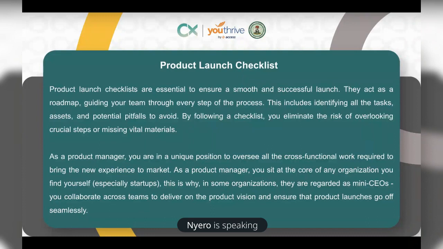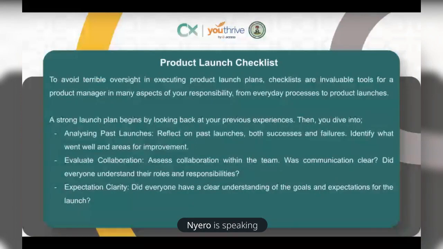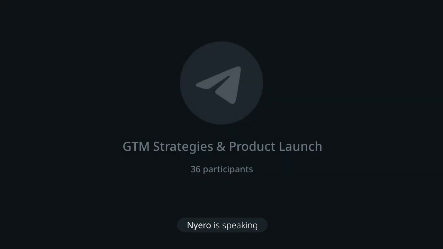And so a lot of things can literally just slip out of your eye range. And so you want to have a checklist to be able to keep track of things that are happening so that you are able to avoid oversight. Now, a strong launch plan begins by looking back at your previous experience.